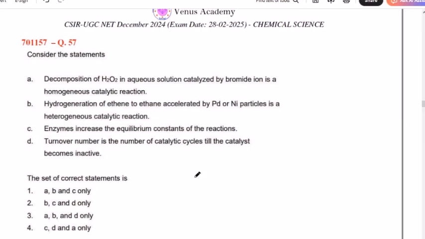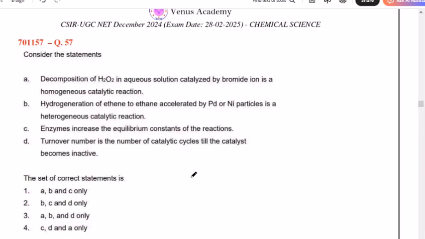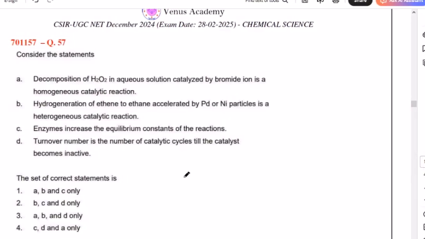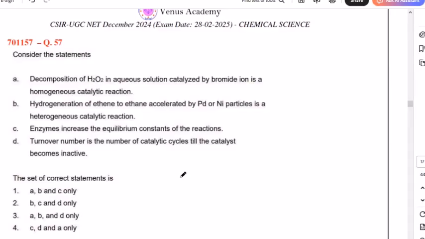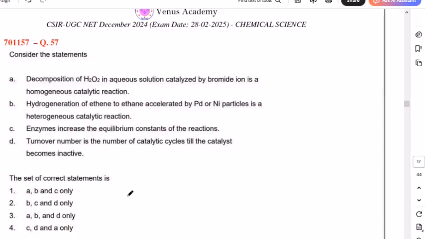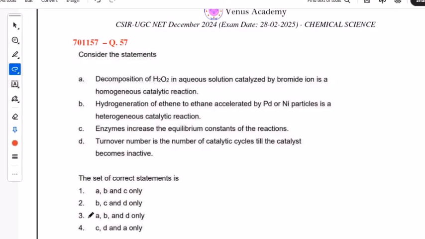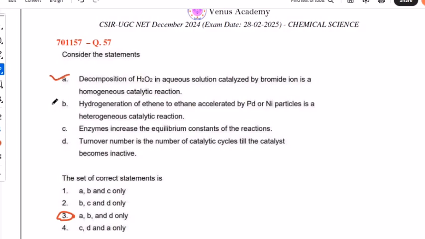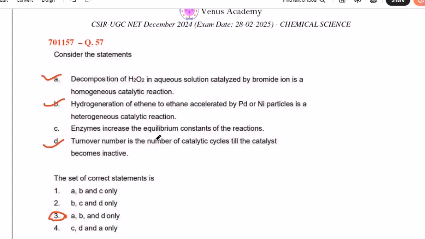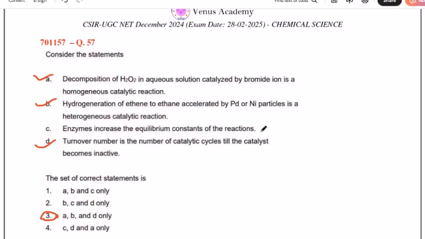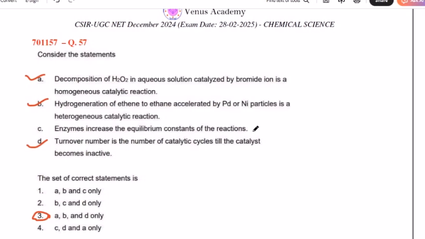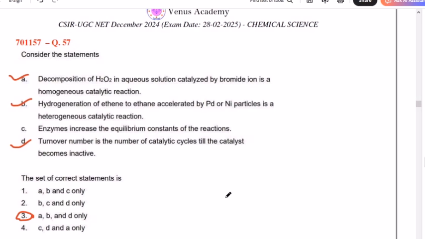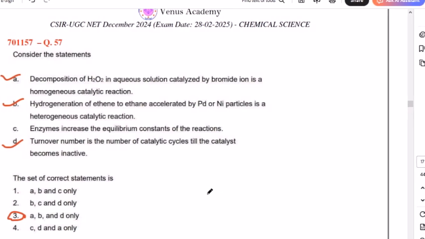Statement D. Turnover number is the number of catalytic cycles till the catalyst becomes inactive. So the best set of correct statements is option 3, that is A, B, D. All statements are correct except C, because enzymes increase the equilibrium constants of the reactions is a wrong statement, because enzymes do not change the equilibrium constants. So option number 3 is the correct option, friends.